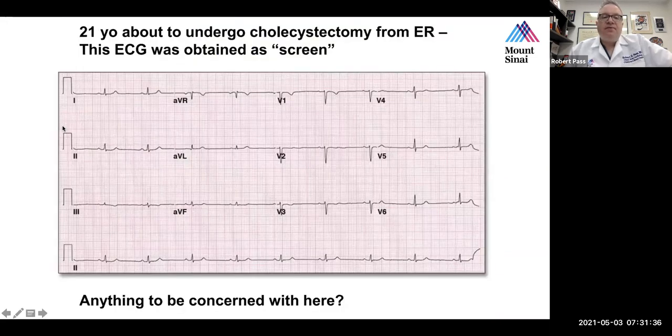All right, this is a 21-year-old about to undergo a cholecystectomy and is in the emergency room. And this ECG was obtained as a screening tool. And the doctors want to know if there's anything to be concerned with here. So I'm going to ask Dr. Neha Lawalia what she thinks about this tracing.